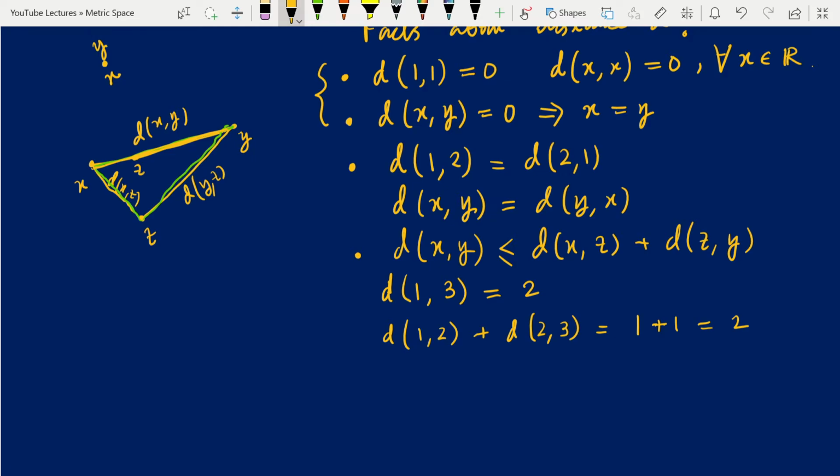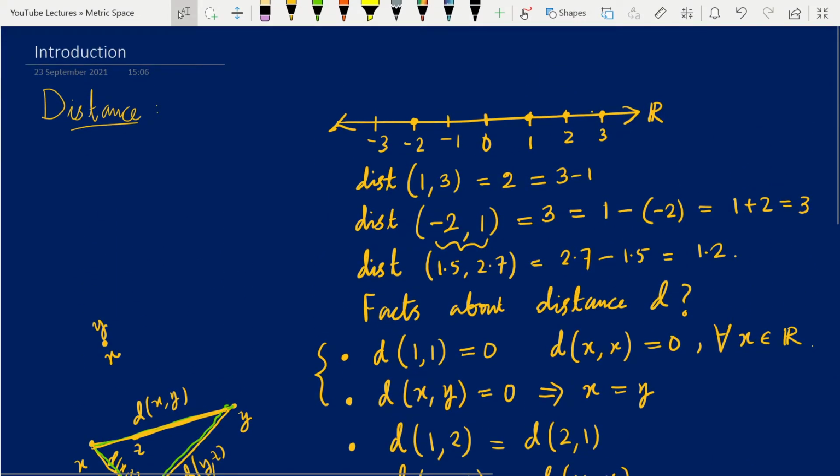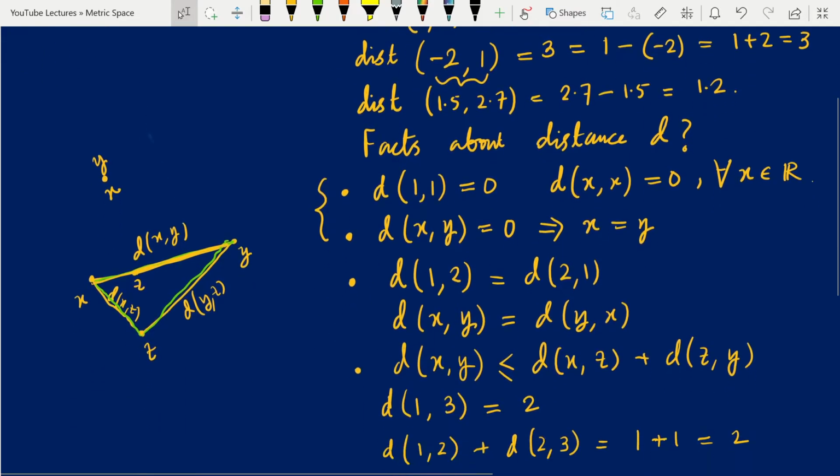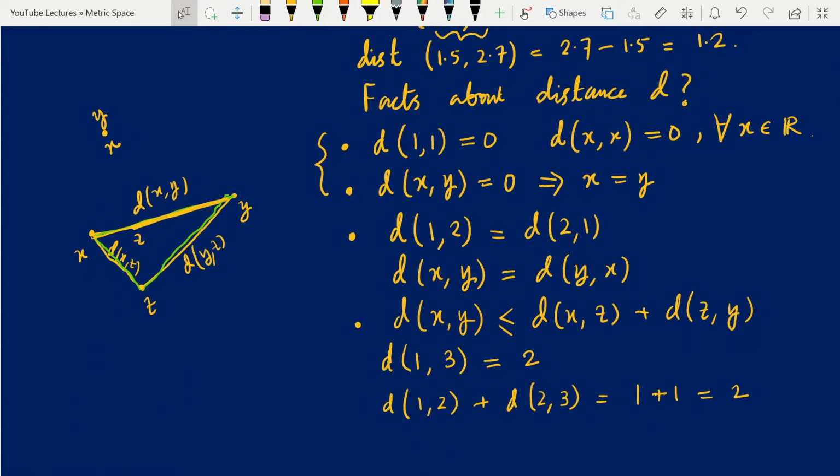So these are the facts that we know about any distance function, or about the distance function over the set of real numbers. Okay, this is the third fact and this is the fourth one. And what should be true is that these four conditions must be true for any distance function.